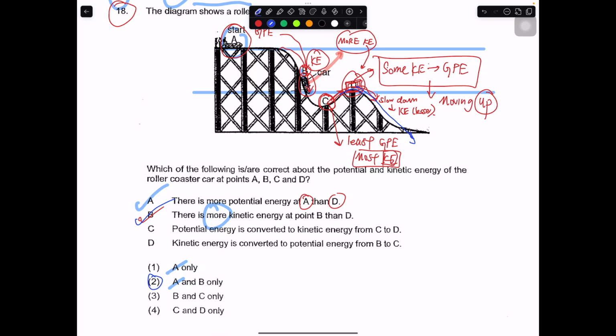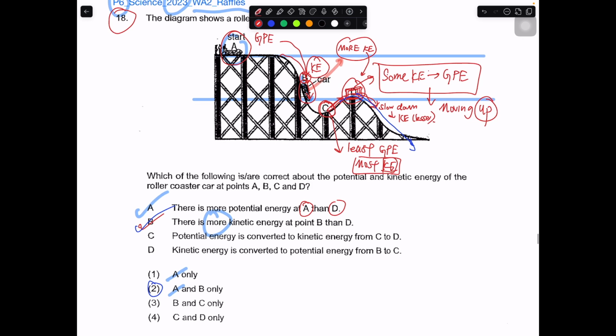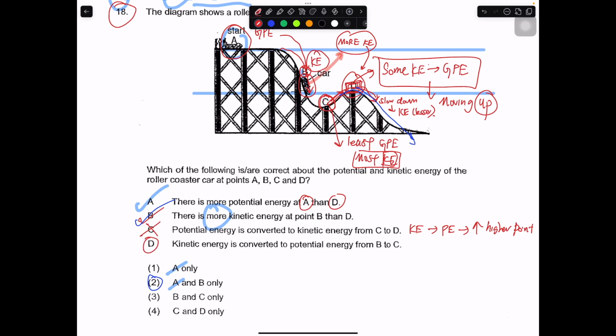So let us evaluate why C and D are wrong. Option C: potential energy is converted to kinetic energy from C to D. No, it should be kinetic energy converted to potential energy, because it's moving to a higher point. So it should be KE going to PE, or gravitational potential energy, not the other way around. So wrong. Let's evaluate D.